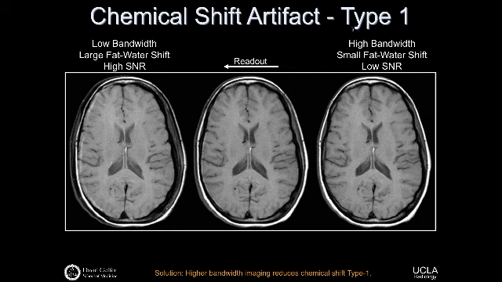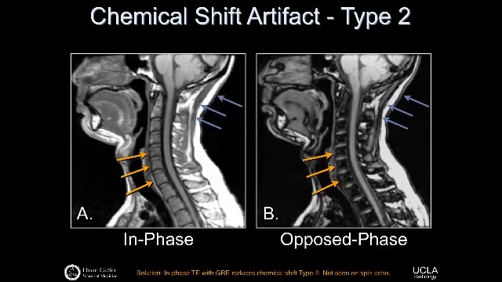If we go to a higher bandwidth acquisition, we have less fat water shift. So now you can see that the fat is well registered spatially with the underlying anatomy. It occurs pretty close to where it actually physically exists. You can't quite make it out in this acquisition, but this will in fact be a lower signal to noise acquisition. So again, everything is a trade-off. But if chemical shift is causing the problem, then higher bandwidth imaging will reduce chemical shift type 1 artifact. Sorry, those are the bandwidths that go with it.